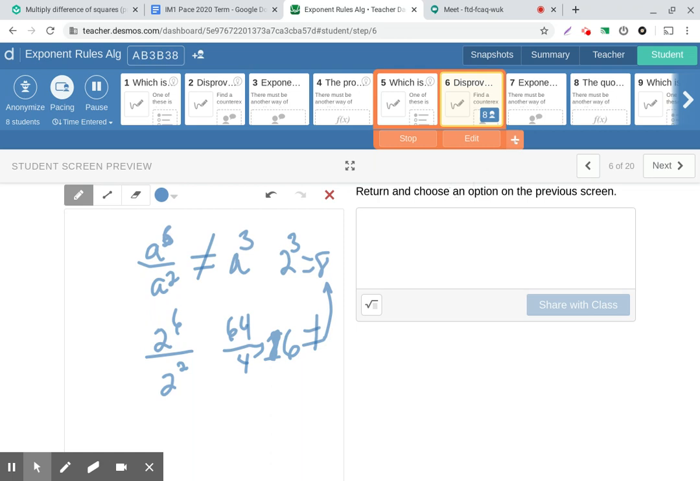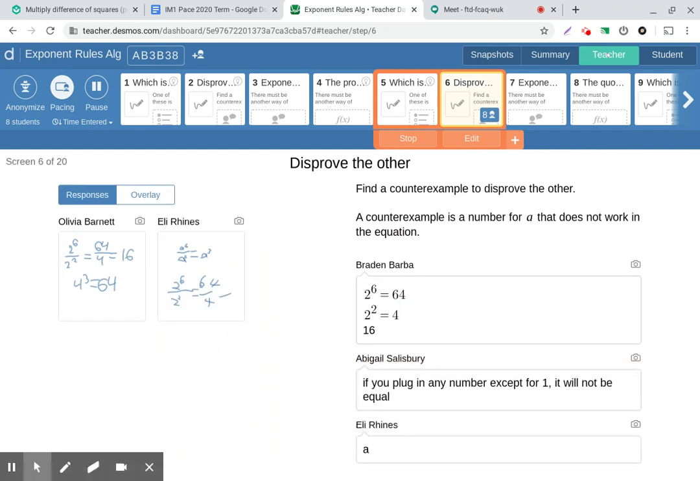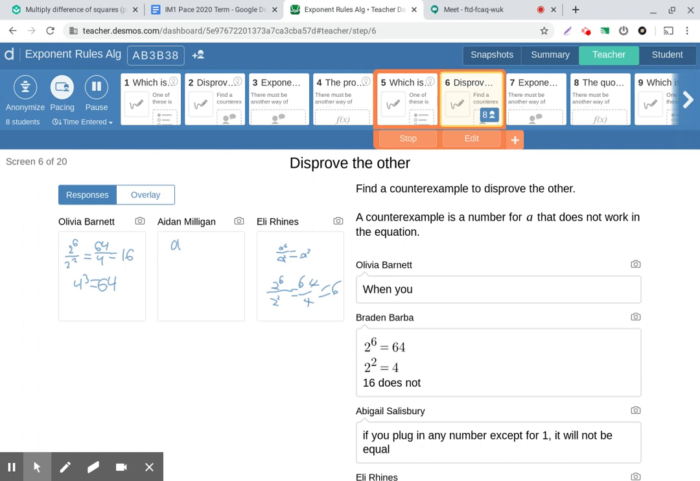Not yet. Just type in a number. If you plug in a number, it's not going to work. And I can see, here you go, Eli did that. And 64 divided by 4 was 16. Yeah, very good. I actually had said 8 for some weird reason.